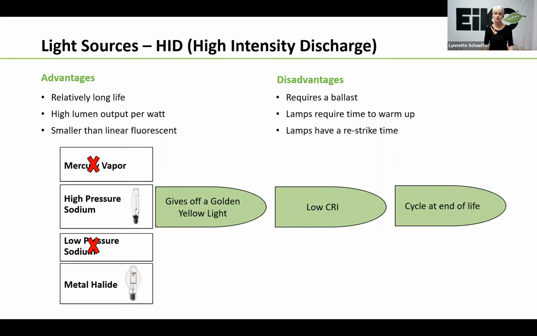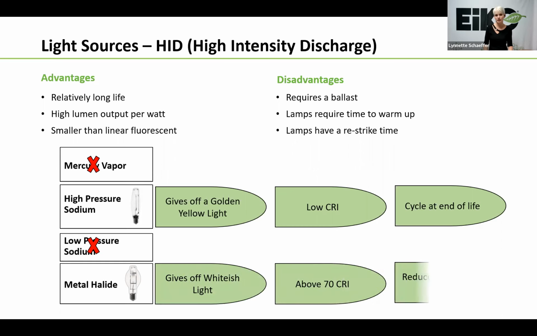It also has a very low CRI, and it will turn on and off when it's approaching end of life, which is called cycling. Metal halides, on the other hand, give off more of a whitish kind of color light. It does have better CRI ratings.